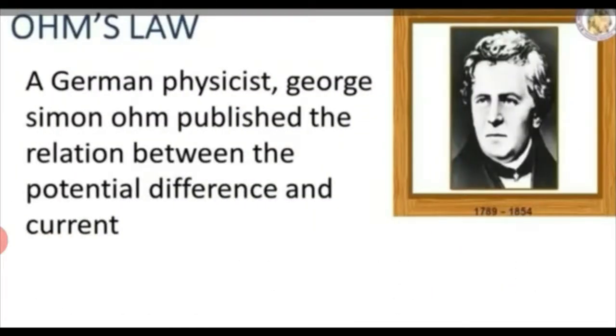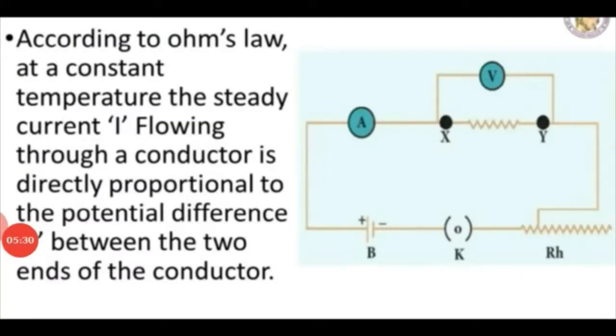Next, we'll see Ohm's law. A German physicist, George Simon Ohm, published the relation between the potential difference and the current. According to Ohm's law, at a constant temperature, the steady current I flowing through a conductor is directly proportional to the potential difference V between the two ends of the conductor.